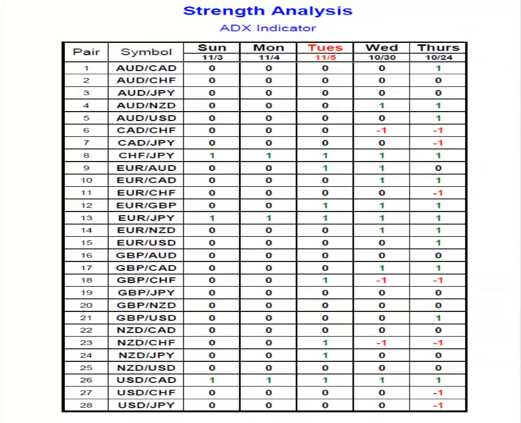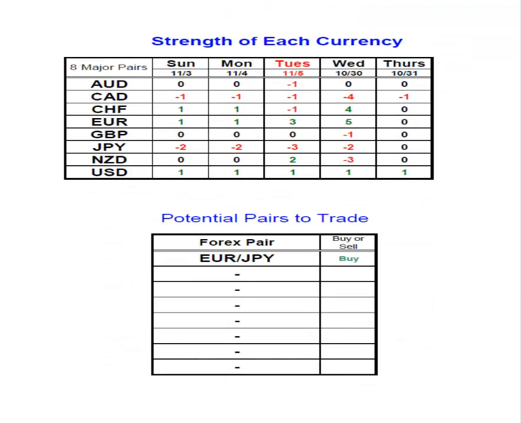Here's the ADX analysis chart for November 5th. Please compare this with the results of your analysis. From the ADX analysis and the strength calculator, we have the following currency strengths. There's one strong currency and one weak currency. The qualified pair is the euro-yen.